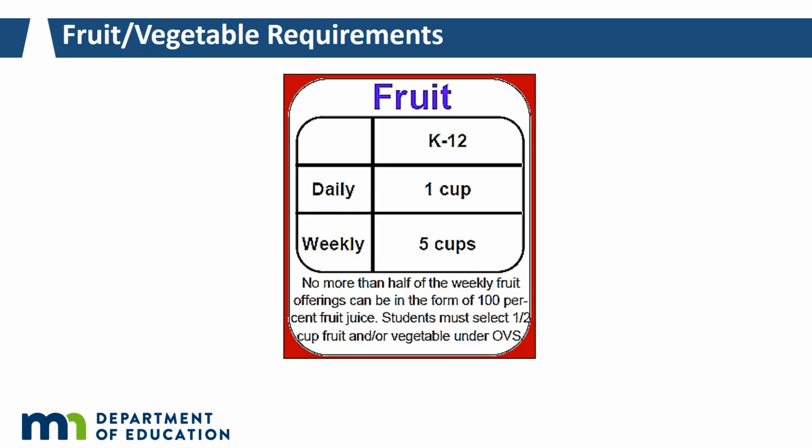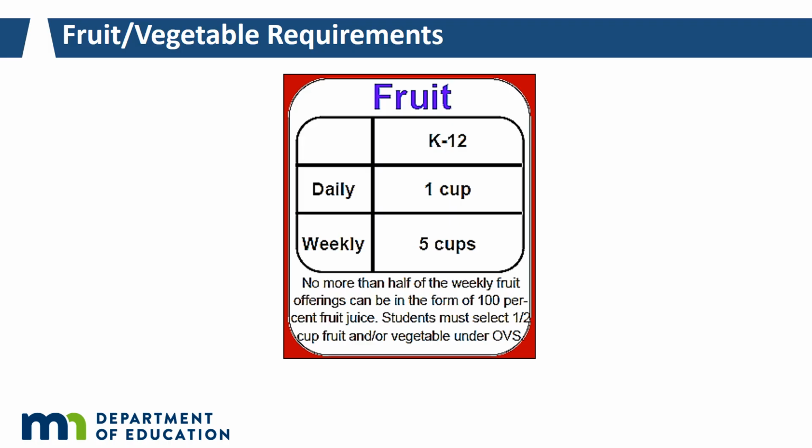For fruits, students in grades K through 12 must be offered at least 1 cup daily at breakfast. This may include fresh, frozen, or canned fruit, or dried fruit. Canned fruit must be in water, juice, or light syrup, and no more than half of the weekly fruit amount offered may be in the form of 100% juice.